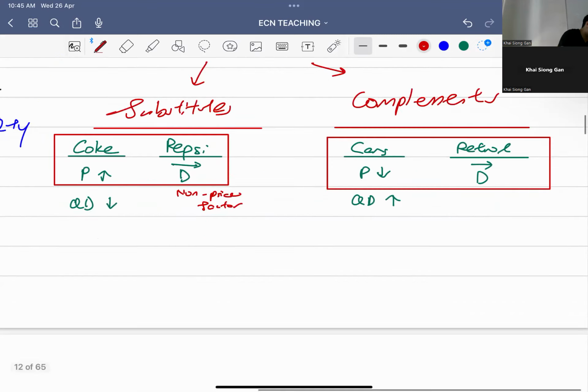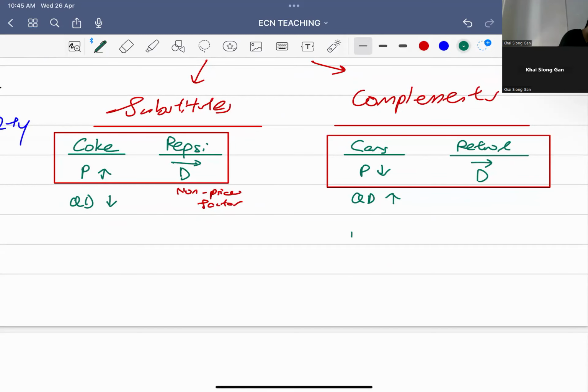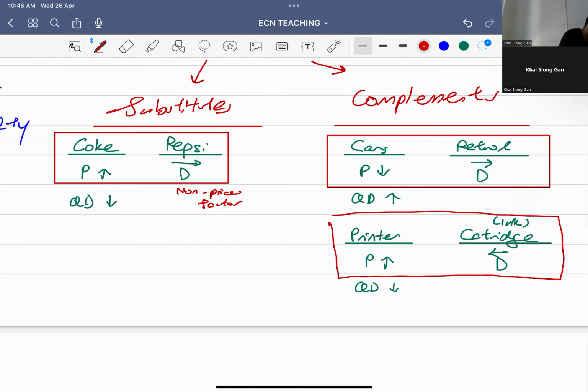Now let's use one more example. Today I look into printers and cartridges. Cartridge is the ink. When the price of printers increases, do you still want to buy a printer? No, the quantity demanded for printers will fall. Therefore, the demand for cartridges will also fall because fewer people are using printers. So you can see that the fall in demand for cartridges has nothing to do with the price of cartridges, but because of the price of printers. Again, a non-price factor. This is how you analyze. You will never make a mistake.